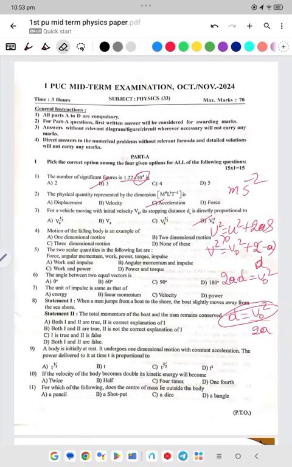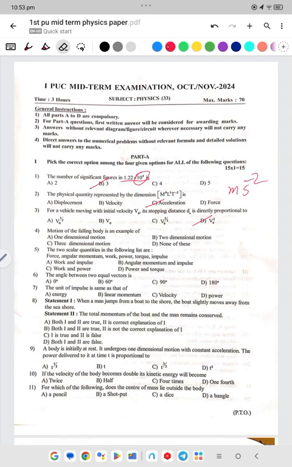Next one is, motion of a falling body is an example of one dimension, because let us consider a rooftop. A ball falls from the rooftop in a direction like this. So it always goes in a single direction. Hence it is a one dimensional motion.